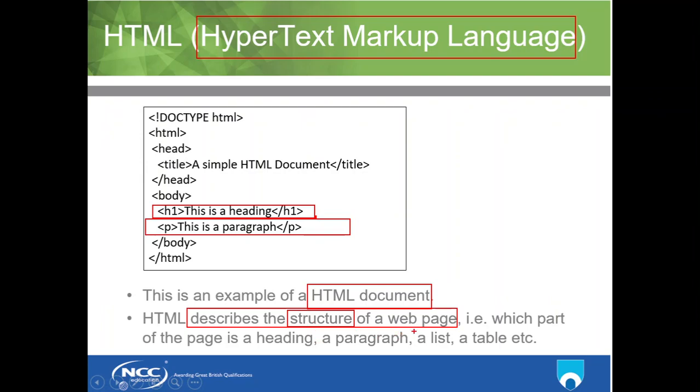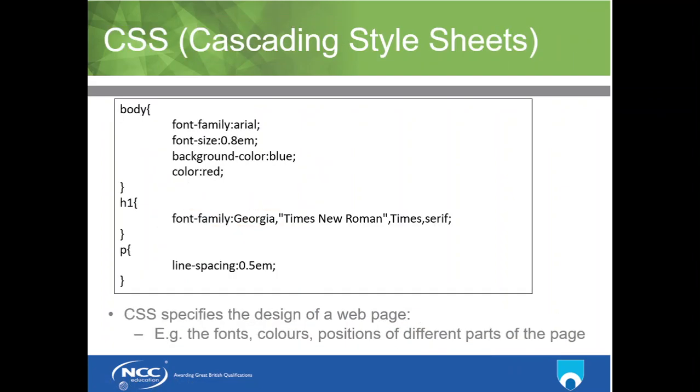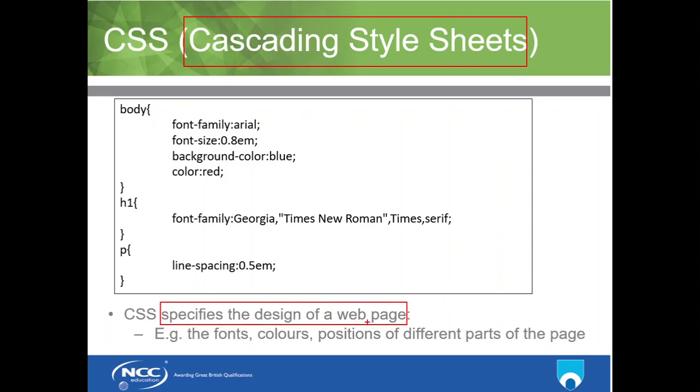It's also used to specify things like lists, tables, images, etc. We are going to see several tags and understand their meaning as we continue to learn this course. Otherwise, we also have another language called CSS, or cascading style sheets. Cascading style sheets, on the other hand, is used to specify the design of the web page. The design of the web page really is the outlook. So here we're talking about the fonts, the colors, and the positions of different parts of the page.